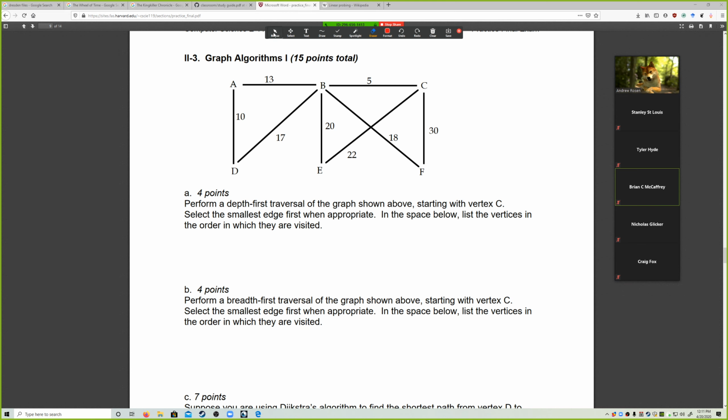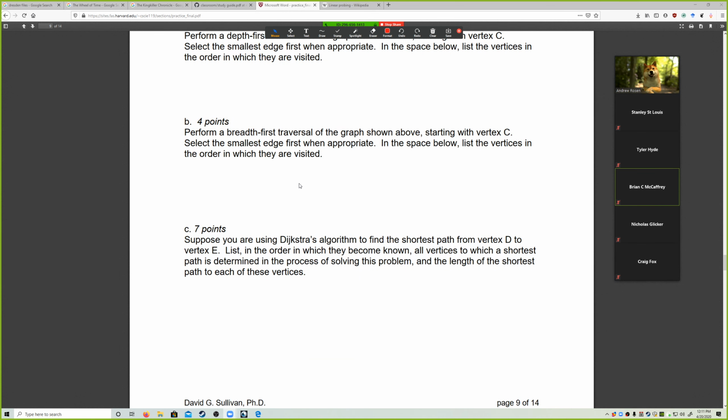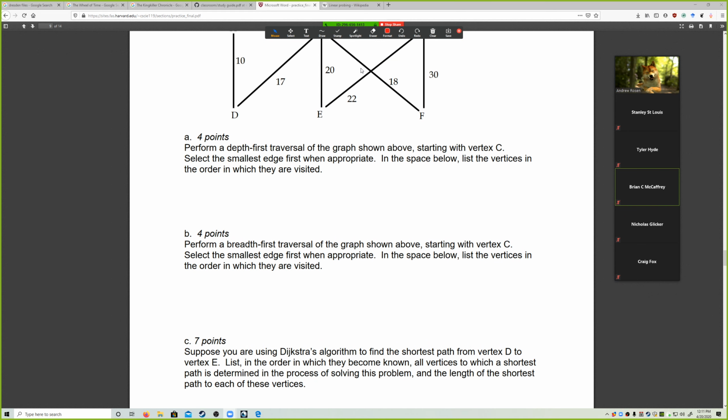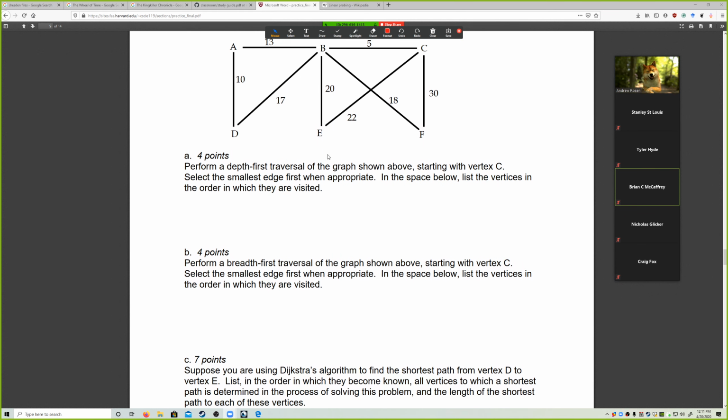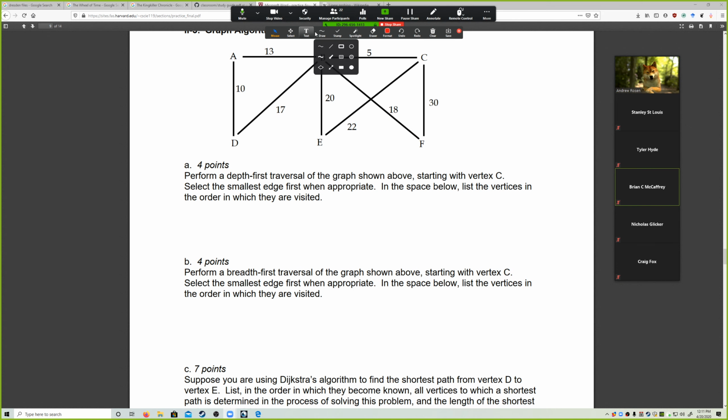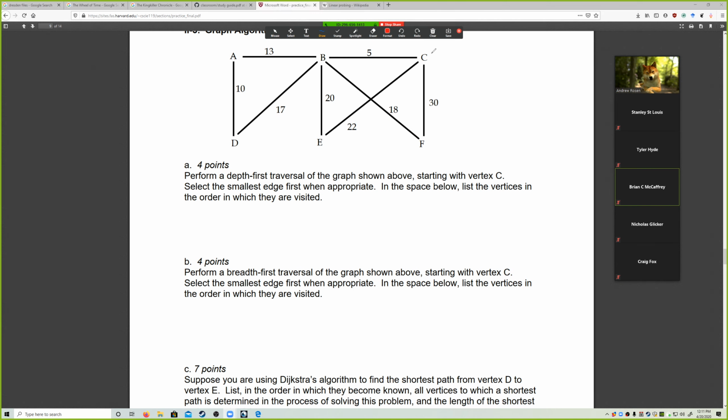Generally advisable to have 3 sets, right? One for visited stuff, one for stuff we still have to go to, and the like. So here, I'm going to use this space up here for Dijkstra's. Suppose we have Dijkstra's algorithm, find the shortest path from D to vertex E.